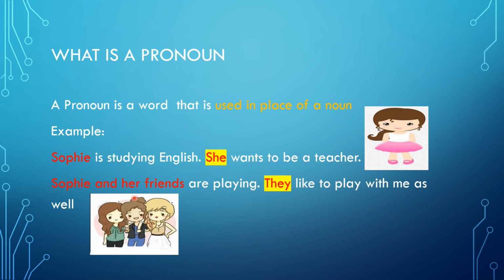If I would have written Sophie and her friends are playing, Sophie and her friends like to play with me as well, I would be repeating Sophie and her friends twice, which would be very odd. So instead of Sophie and her friends over here, I have used the pronoun they. They is used in place of Sophie and her friends. So she and they are pronouns. Even her and me are pronouns.